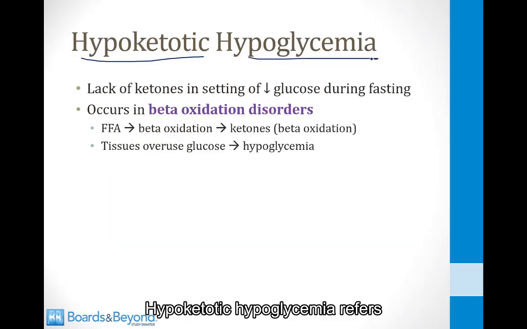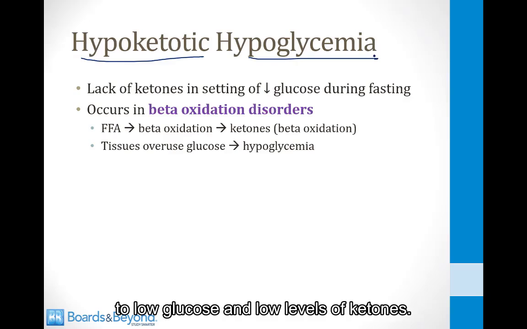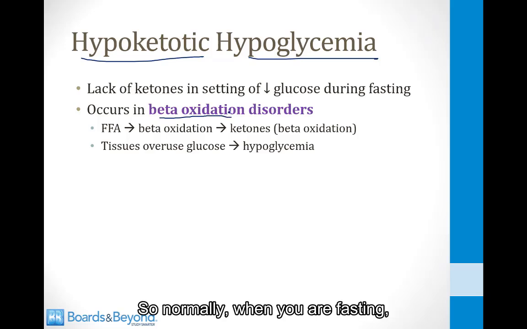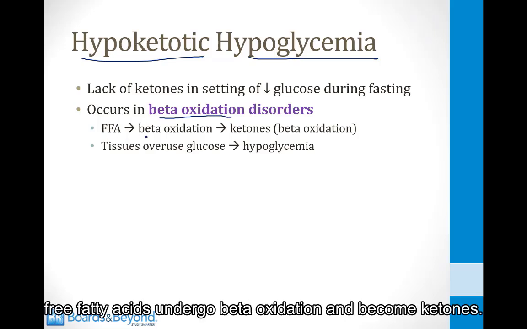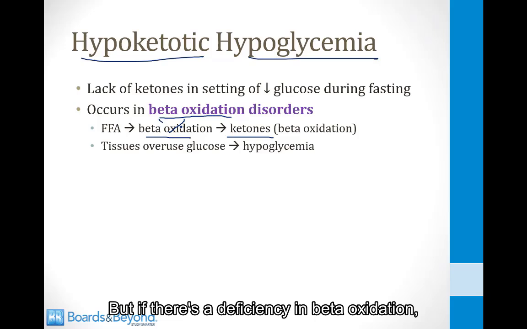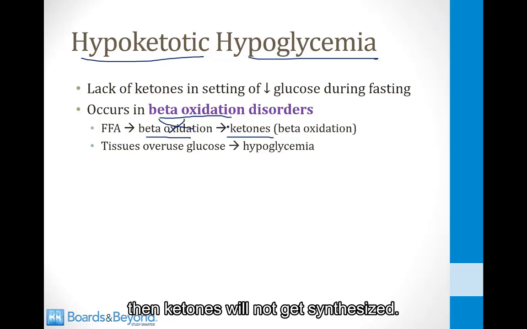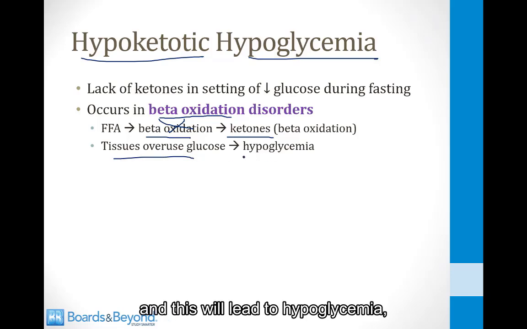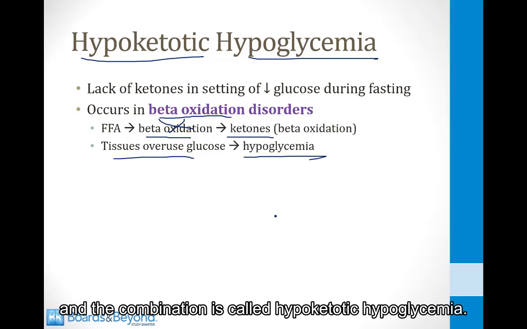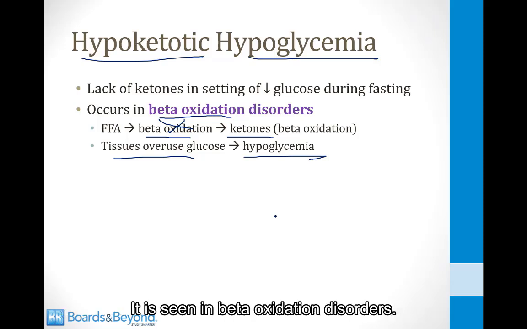Hypoketotic hypoglycemia refers to low glucose and low levels of ketones, and this is very unusual, but it can occur in the setting of fasting if there is a problem with beta oxidation. So normally when you are fasting, free fatty acids undergo beta oxidation and become ketones, but if there's a deficiency in beta oxidation, then ketones will not get synthesized. Because there's a lack of ketones, tissues will overuse glucose, and this will lead to hypoglycemia, and the combination is called hypoketotic hypoglycemia. It is seen in beta oxidation disorders.